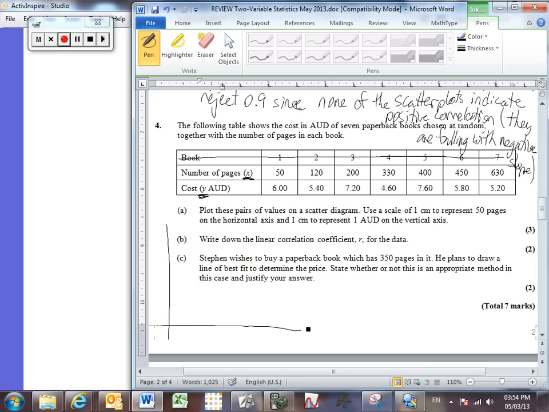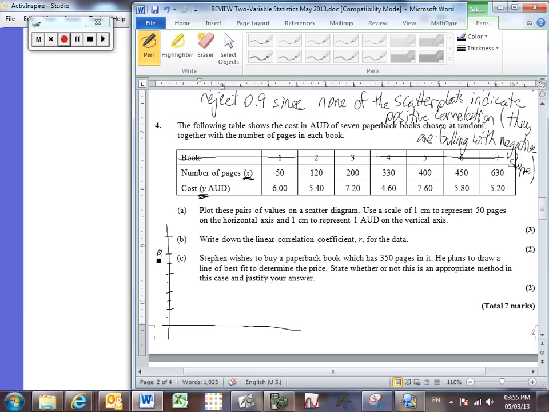So let's make sure that we set up 1 centimeter for each 50. 1 centimeter on the IB graph paper is 5 of the little squares. Okay? So that's 1 centimeter is 50 pages on the horizontal axis, and then 1 centimeter is 1 Australian dollar on the vertical axis. Okay, so I've got to come all the way up to about 8 centimeters. 1, 2, 3, 4, 5, I'm going to cheat. 1, 2, 3, 4, 5, 6, 7, 8. There we go. That's 8.